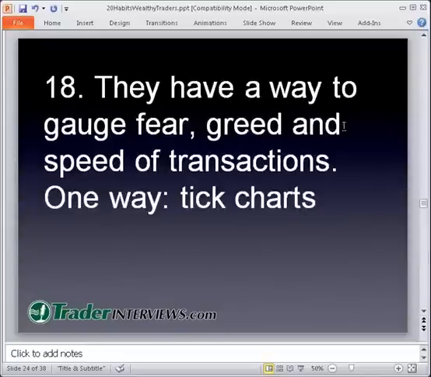Number 18. They have a way to gauge fear, greed, and speed of transactions. And one way is tick charts. So I always feel that I need to know what the pace of the market is. And the way that I do it is I put on tick charts.